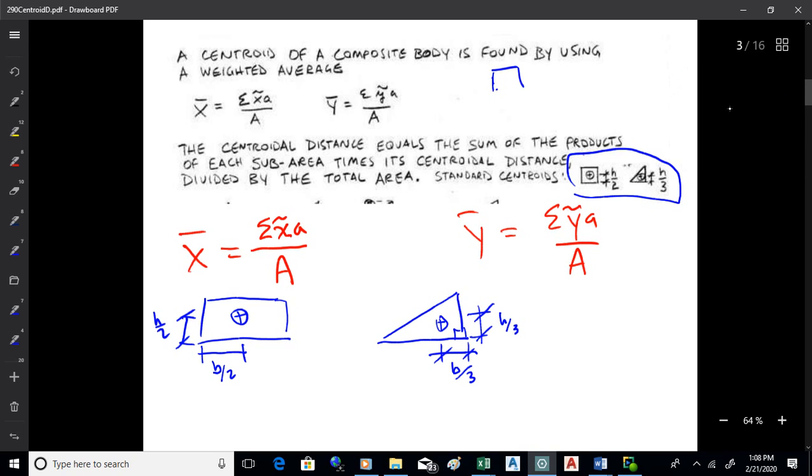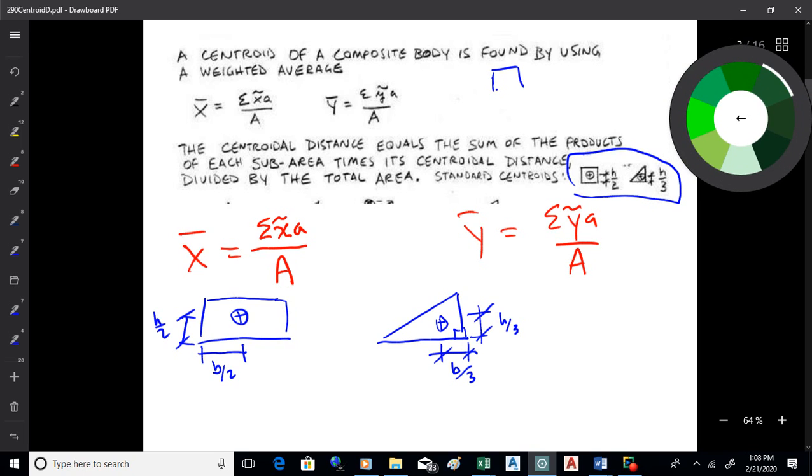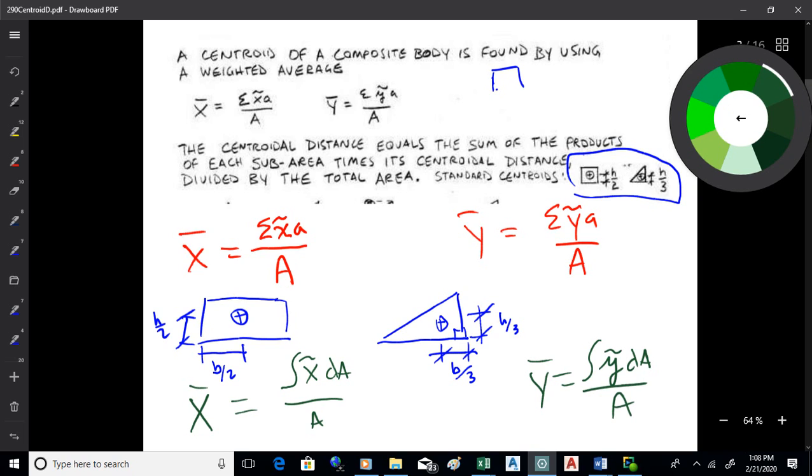Now, if you can't break the shape up into simple triangles and rectangles, and if you have functional relationships, you might have to add up by integrating. So then that would become dA over A, and y bar would be the integral of y dA over A, like that, okay? So you might need to do that. Generally speaking, for standard structural work, rectangles work pretty well, if you're looking at different types of structural shapes.